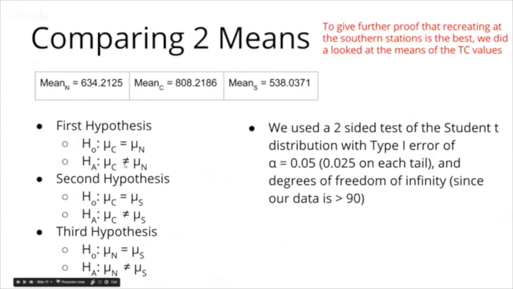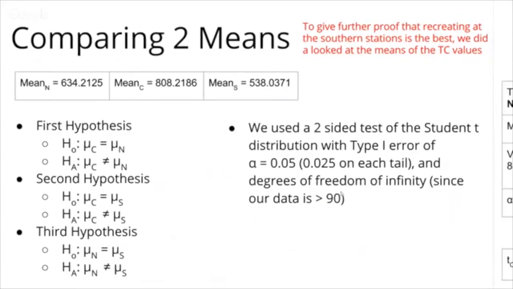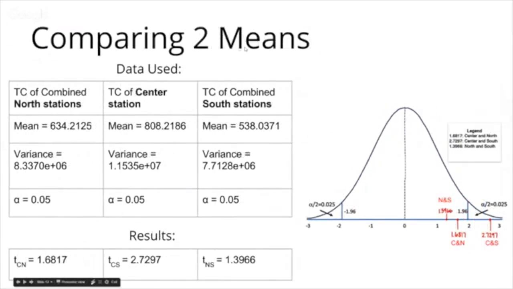Since there's an equal and does not equal sign, we use the two-sided test of the t-student distribution with type 1 error of 0.05, which has 0.025 on each tail. And since our data points are 800 to 1,000, we use the degree of freedom of infinity since it's more than 90. When comparing every two means, we found the mean variance and the t-student statistic for each combination.